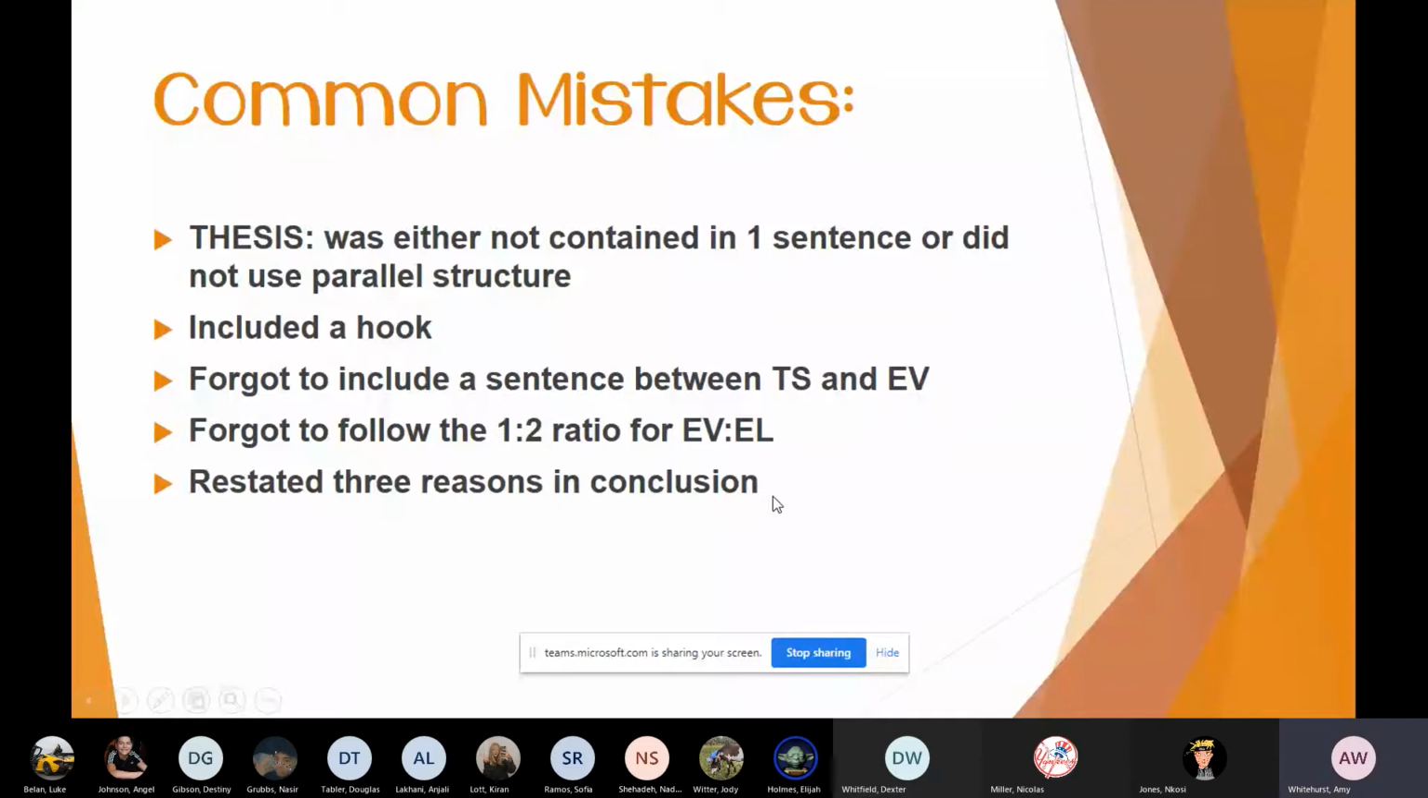That's a great question, Nkosi. So Nkosi's question was, what should we do instead of using a hook? So instead of using a hook, what we are going to do is focus on setting up why this issue is important. So first you'll need to explain what the topic is, and then you'll have to explain why the issue is important and maybe provide a little bit of background information. So I'm going to show you a paper called Essay Structure in a little bit, and that essay structure paper will go over what to do in your introduction paragraph instead of using a hook.